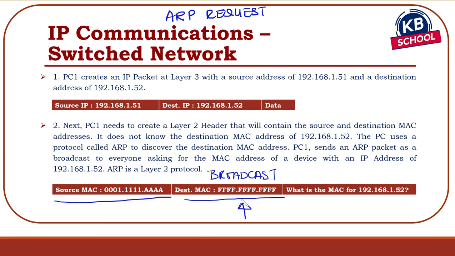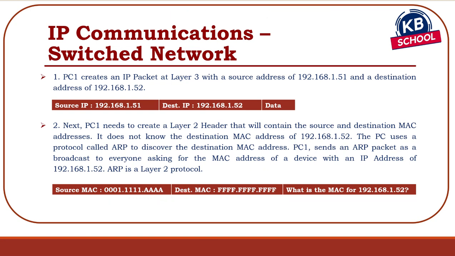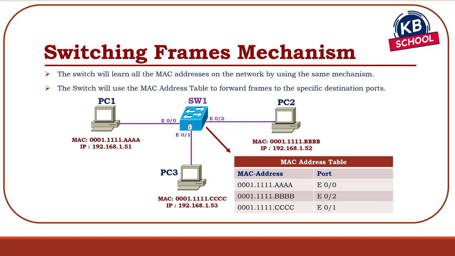So all F's in the destination MAC address basically is telling me that it is a broadcast address. And in that packet, the data portion of ARP says, what is the MAC address for 192.168.1.52? Okay. When the switch receives this frame, it looks at the destination MAC address, it says broadcast. So send it to everyone. So what the switch does, if I go back over here, the switch will take it because the destination is what? Broadcast. It's going to forward it here and it's going to forward it here.